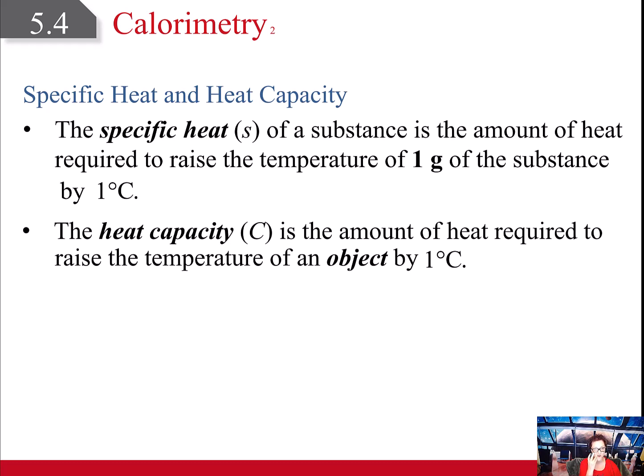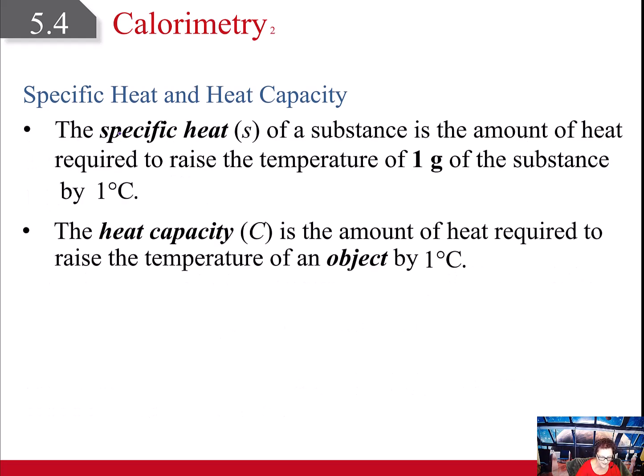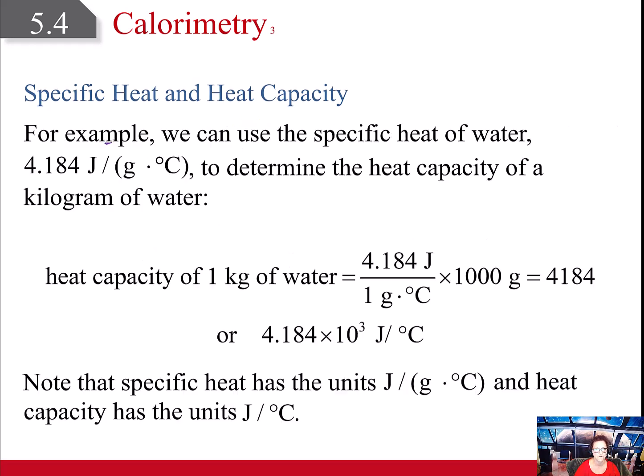So there are two types of heat that we measure. Specific heat, and this author uses a small s, is the amount of heat required to raise the temperature of 1 gram of water 1 degree C. Heat capacity is the amount of heat required to raise the temperature of an object by 1 degree C. So note the difference here because they're going to have different units.